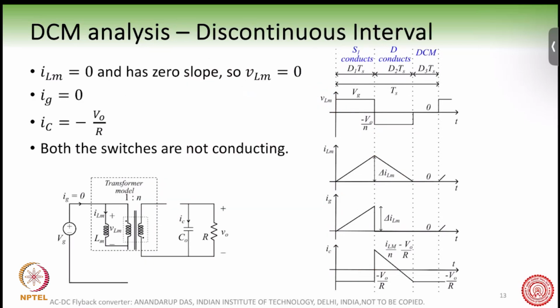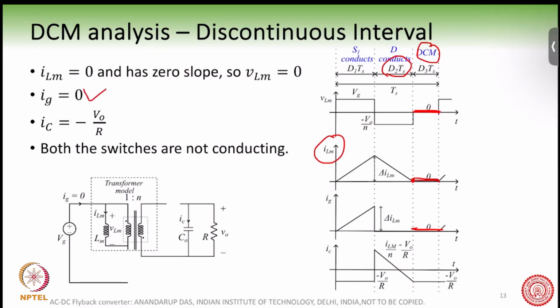Now, the current that was flowing for the D2 time period, the inductor current, comes to 0 here, and then starts the DCM operation. Okay, the current becomes 0 here. If the current is 0, it has 0 slope, so therefore VLM is also 0. So the voltage across the inductor is 0. Of course, IG is not flowing, IG is also 0.